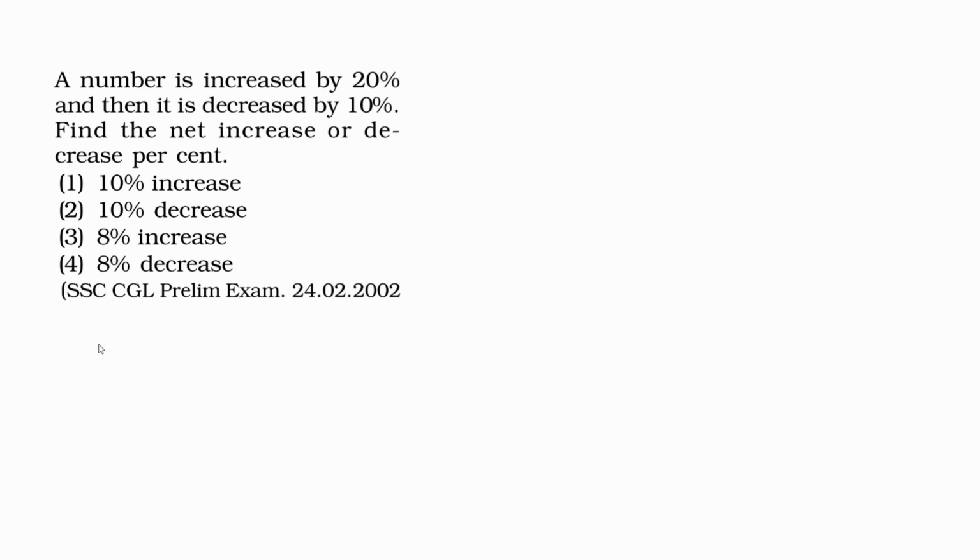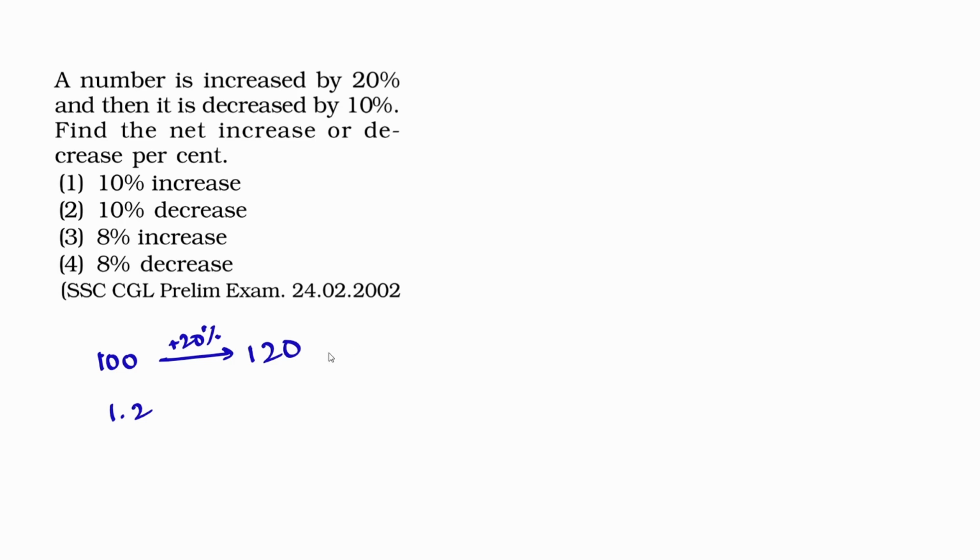A number is increased by 20% and then decreased by 10%. Find the net change. Okay. When the number is increased by 20%, well, 100 becomes 120. It's basically equivalent to saying it's multiplied by 1.2. This is something you should keep handy. I'm not saying that this is how you should tackle all the problems, but you should keep it handy.